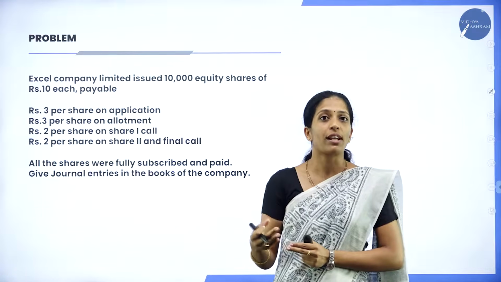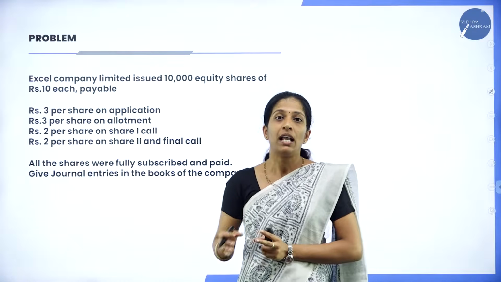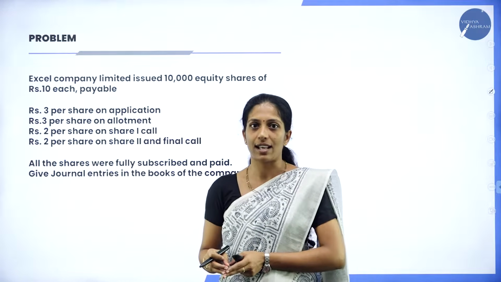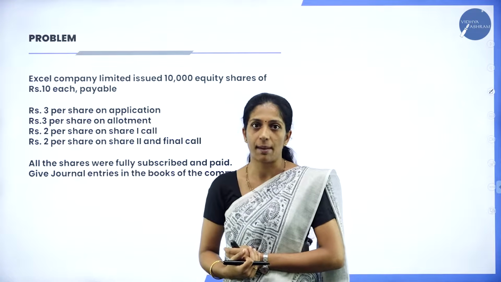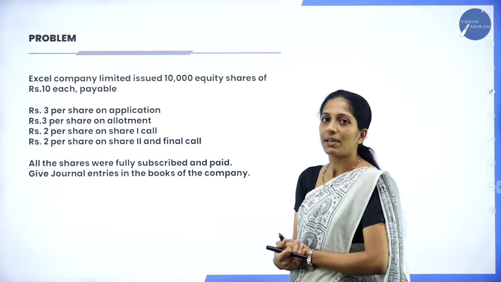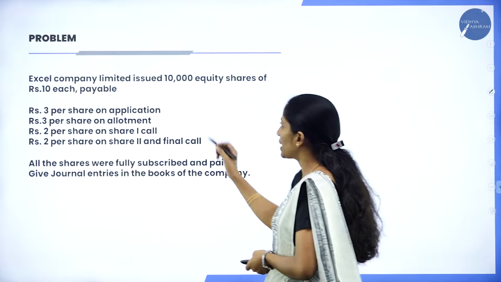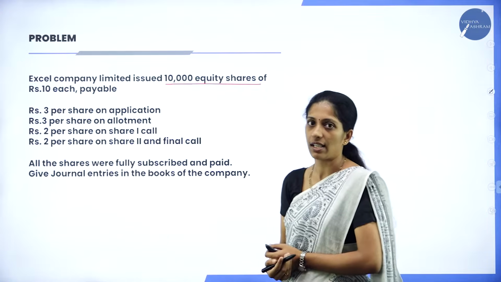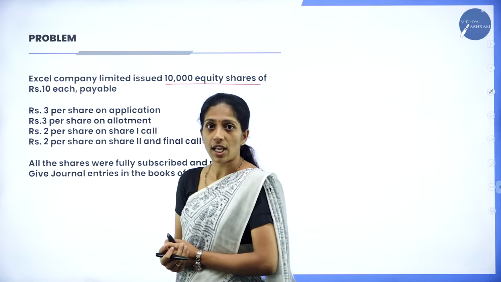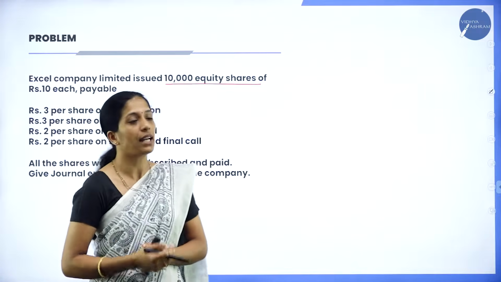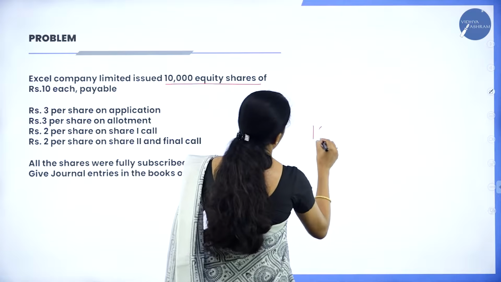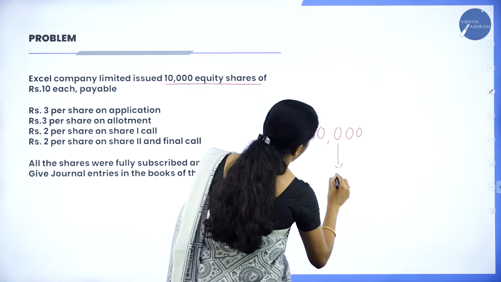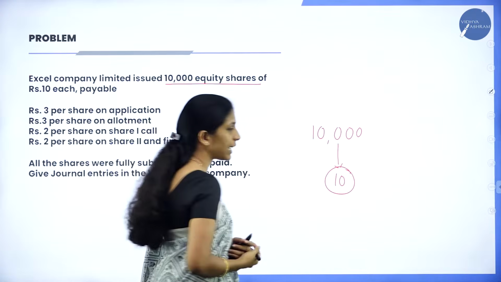Initially we shall go through a simple problem. Later on we shall see what problems will be asked in your board examination. Now go through the problem here. Excel Company Limited issued 10,000 equity shares of rupees 10 each. So what is the number of shares that has been issued by the company? That is 10,000 shares. And what is the value of each share? That is rupees 10 each.